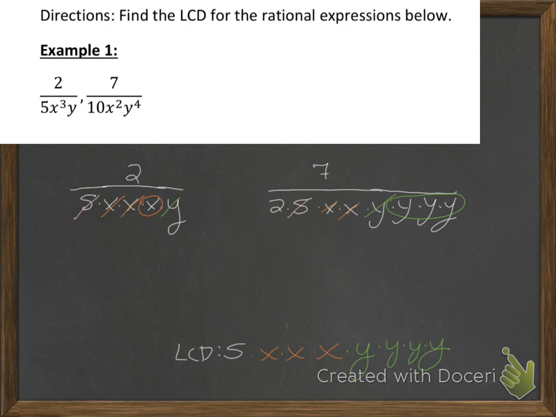So what else are we missing? Well, I think the only thing we missed so far is the 2. It has to be part of the LCD as well. So my LCD is 10x to the third, y to the fourth. Again, when you're building your LCD, you have to put the ingredients of both fractions into your LCD. So the least common denominator, our final answer, is 10x to the third, y to the fourth.